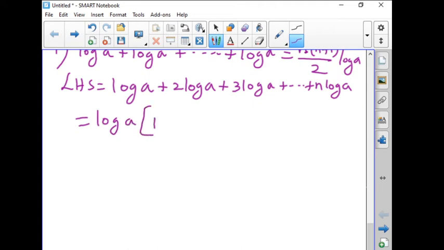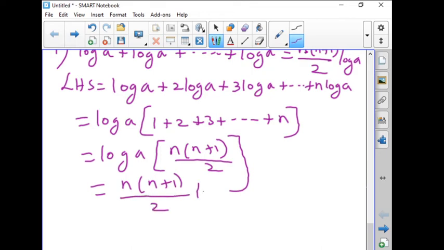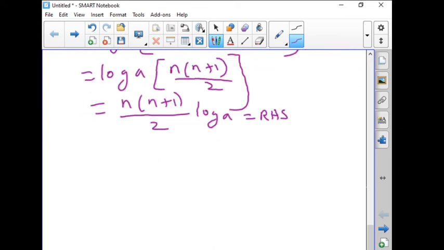Take it out. So 1 plus 2 plus 3 plus etc. up to n. And we know that the sum of the first n natural numbers is equal to n into n plus 1 by 2. You have studied this. So this is n into n plus 1 by 2 into log a, which is the right hand side, hence proved.